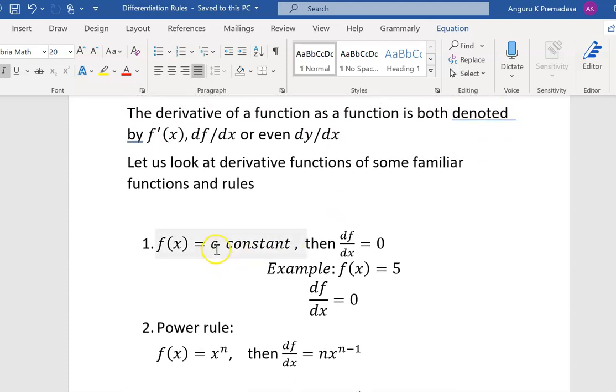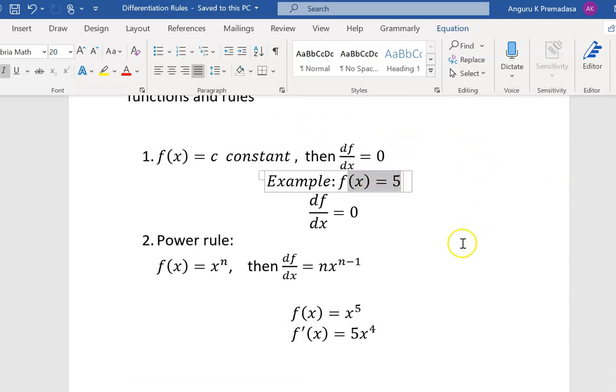First of all, if you take the constant function, like f of x equals 5, this is a flat line. So the slope of a flat line is 0. So the derivative is 0. So let's call this the constant rule.